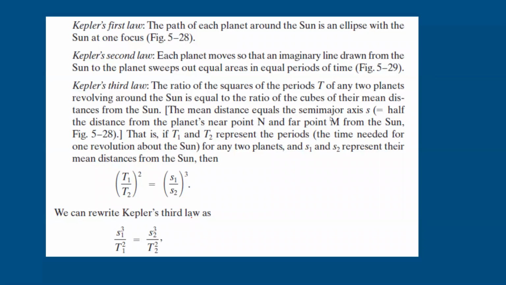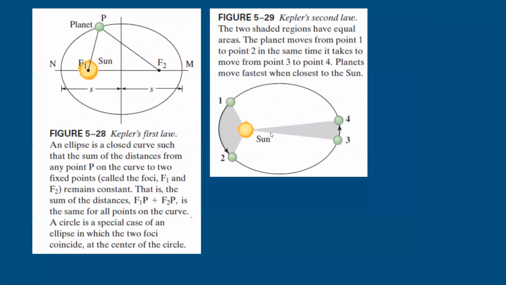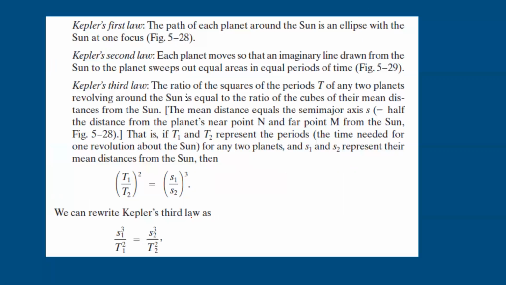Okay, so the mean distance equals the semi-major axis, or half the distance from the planet's near point N and far point M from the sun. So here, mean distance equals the semi-major axis. Near point or far point, right? The near point from the sun, and that is the far point, half of that. Okay, so that's the mean distance. Thus, if T1 and T2 represent the periods, the time needed for one revolution about the sun for any two planets, and S1 and S2 represent their mean distances from the sun.